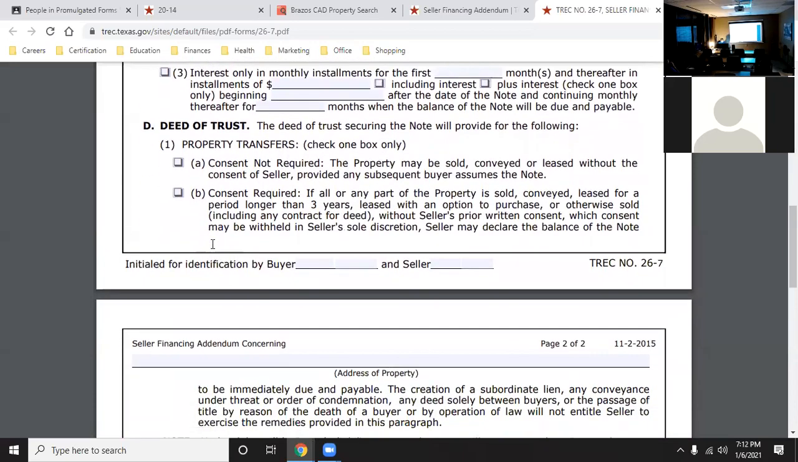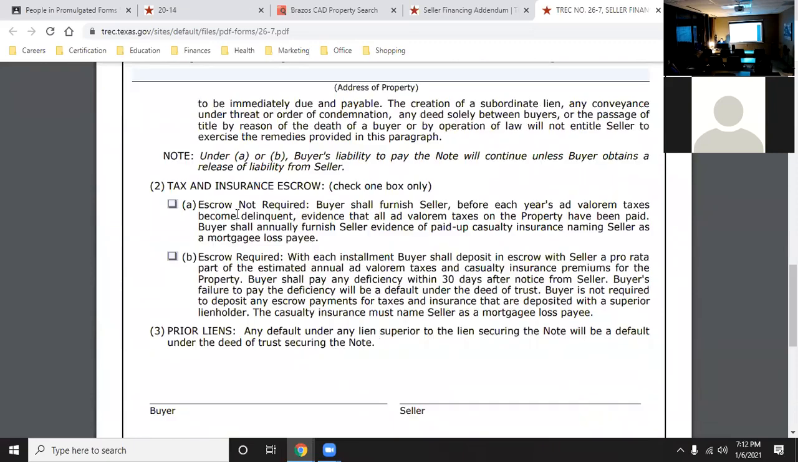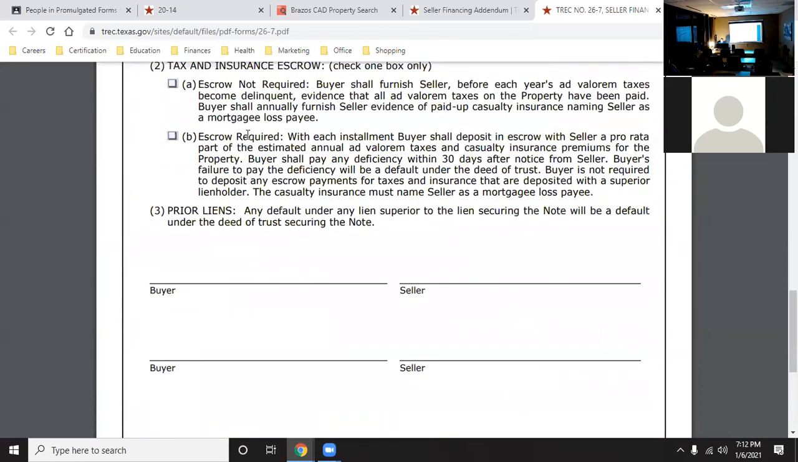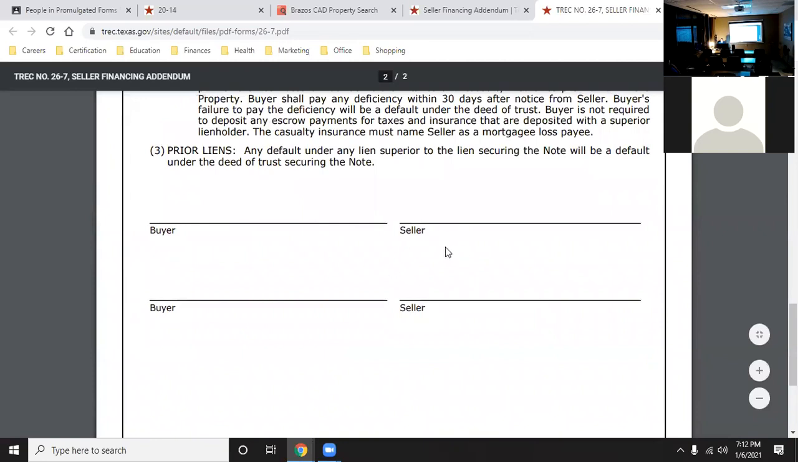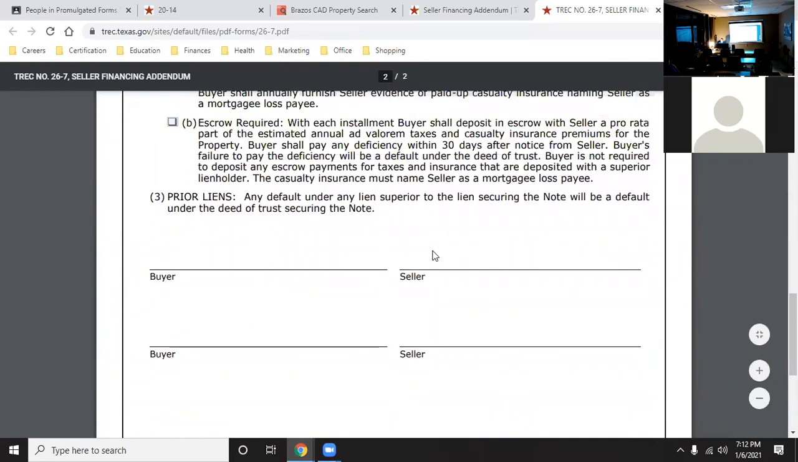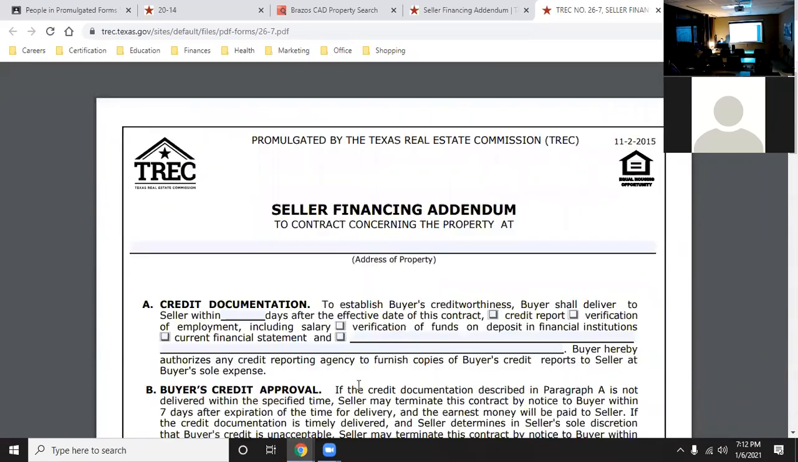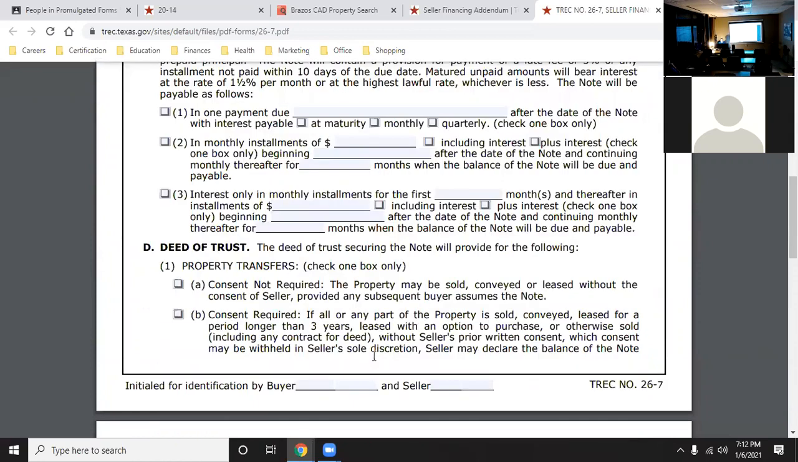Again, there's the deed of trust. And then, of course, your tax and escrow information here, and then the buyer and seller. Okay? Again, it's a 2-page form. Really, it's not even 2 pages. It's a page and a half. Okay?